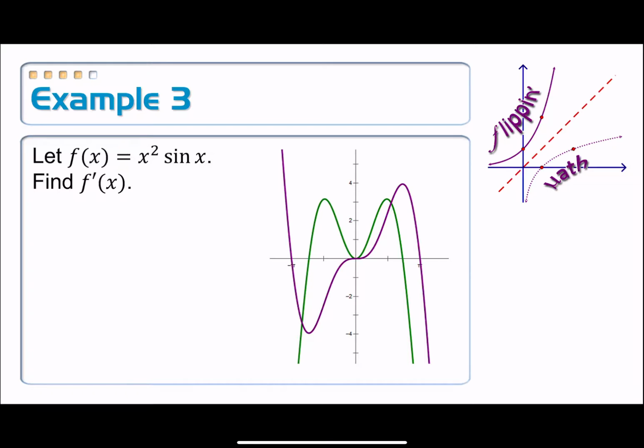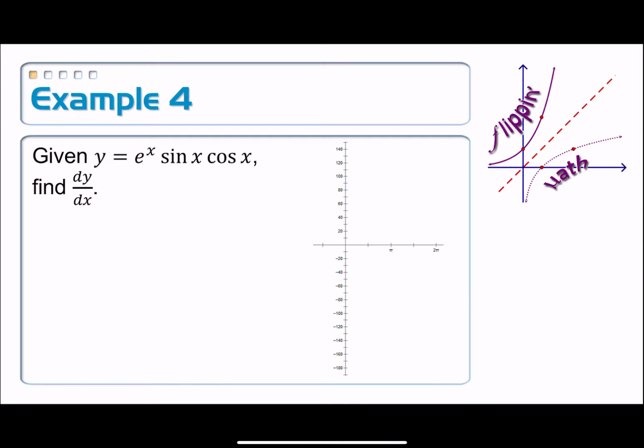All right, I think we got one more of these things. Given y equals e to the x sine x cosine x, find dy dx. What? I've got 3 functions. How are you supposed to take the derivative of 3 functions? Using the product rule, now it's triplets dating triplets.